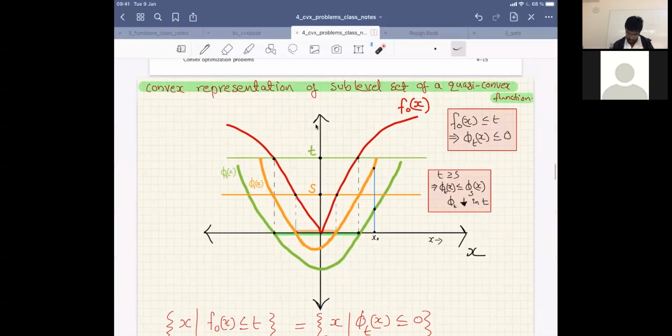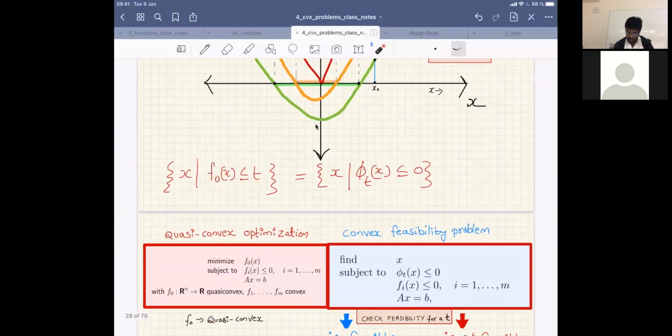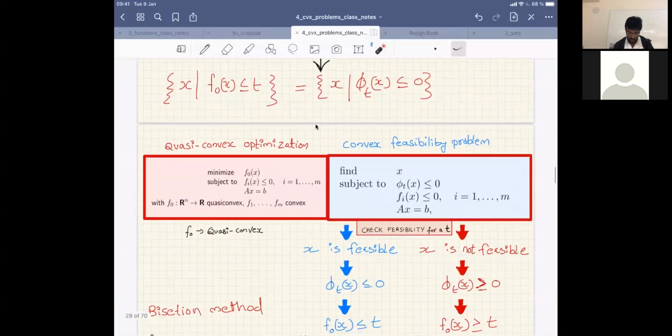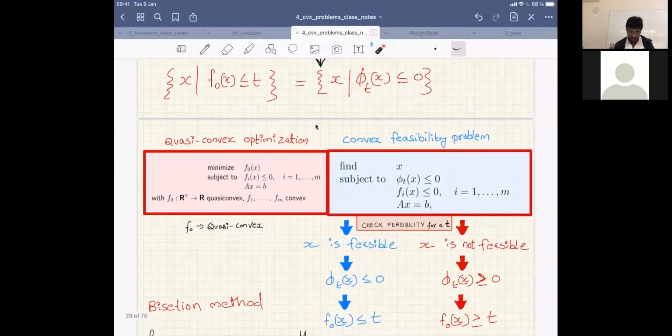Anyway, the point here is that both sublevel sets are 0. This is the 0th sublevel set of the original convex function phi 0 of x. Now this is the 0th sublevel set of the newly constructed convex function. So when t varies, this is a family of convex functions. Now, if you have this, how can we utilize this information? Let's see how we can solve a quasi-convex optimization with this.